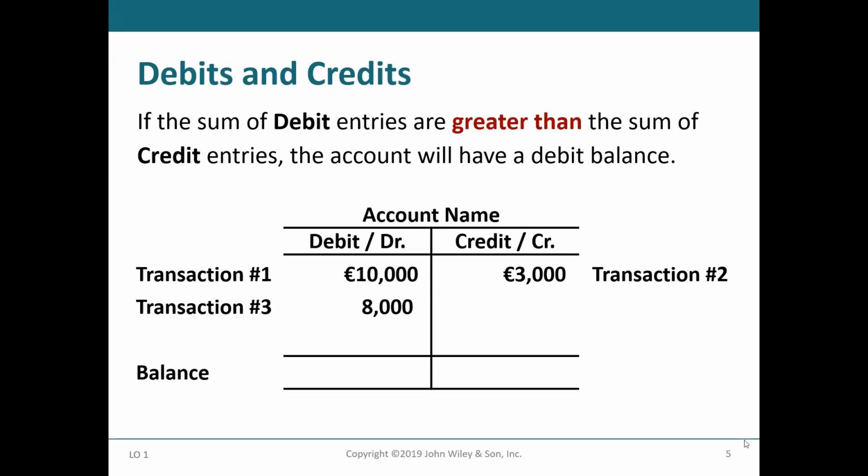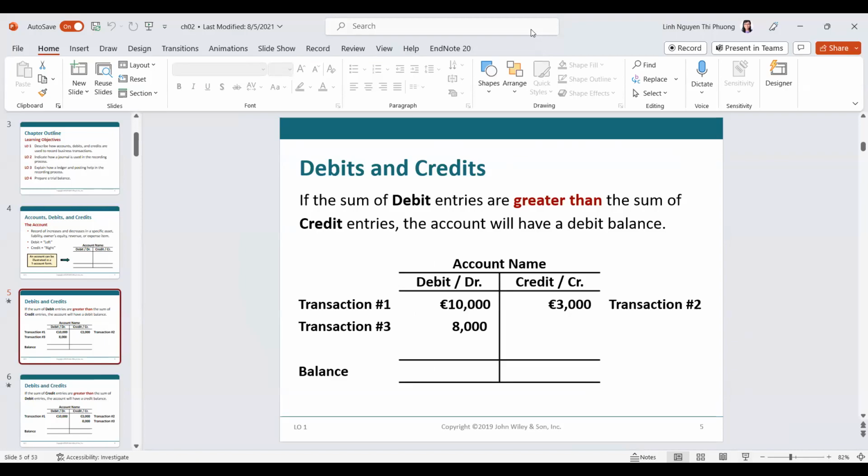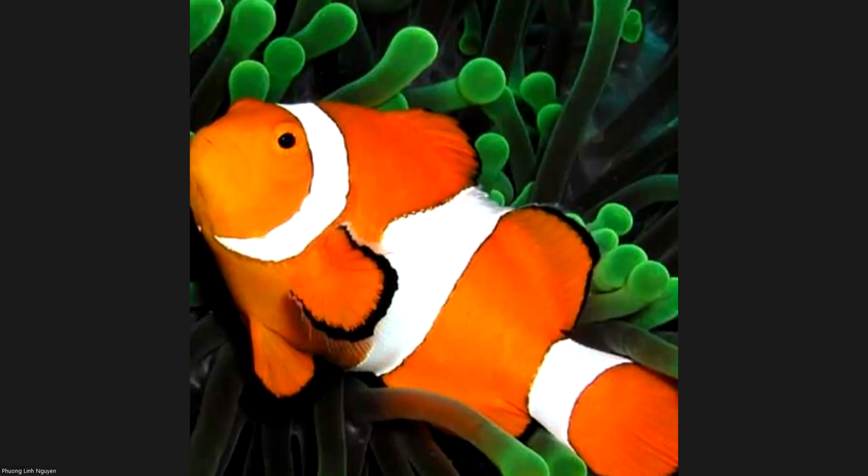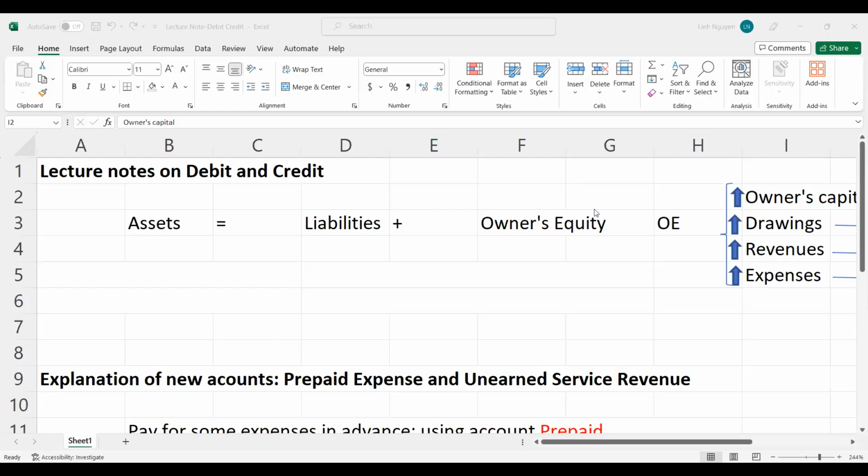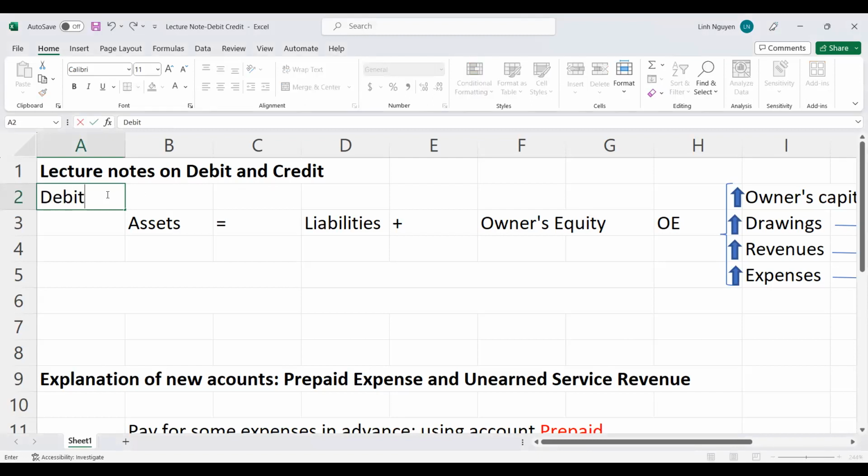Now, let's look at debit and credit. What does it mean? Let me share with you the Excel file. Last time we learned about the accounting equation: assets equal liabilities plus owner's equity. And we learned about debit and credit, right, class? Remember, debit means left, and credit means right.